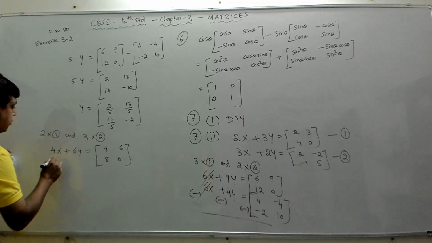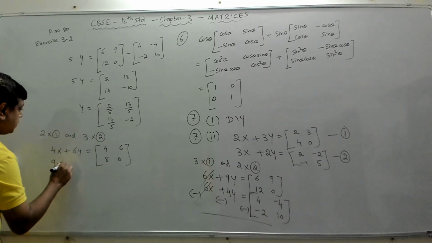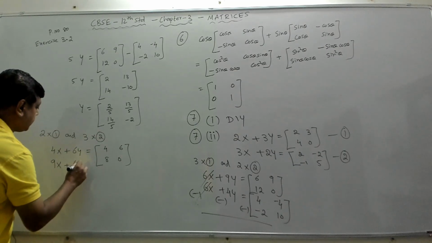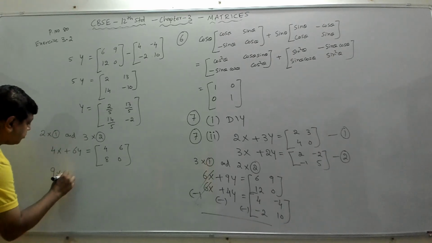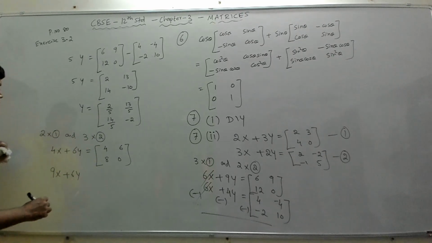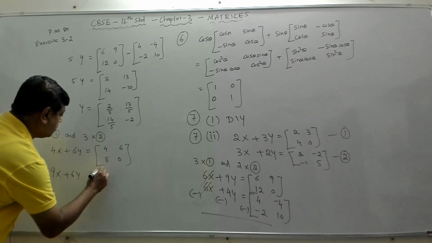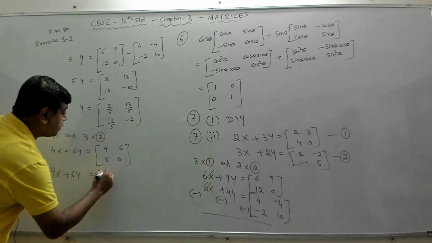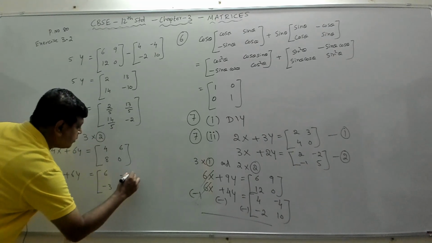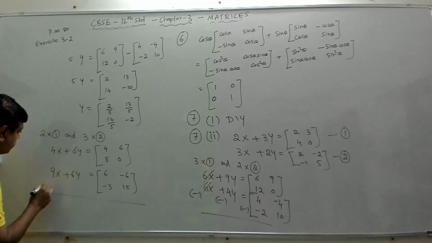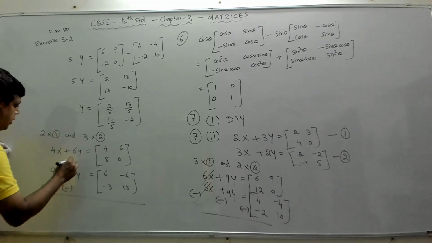So this will become 9x plus 6y equal to, each element should be multiplied by 3. So 3 2s are 6, minus 6, minus 3 and 15. Now we should subtract them. So minus, minus, so they will get cancelled.